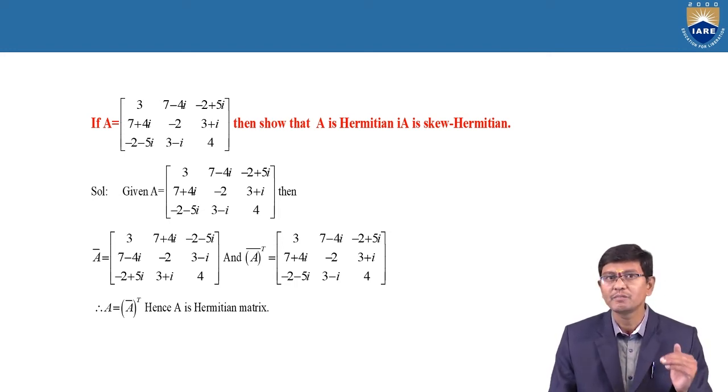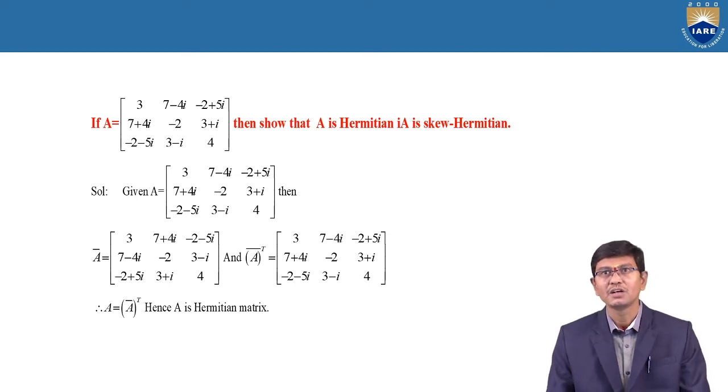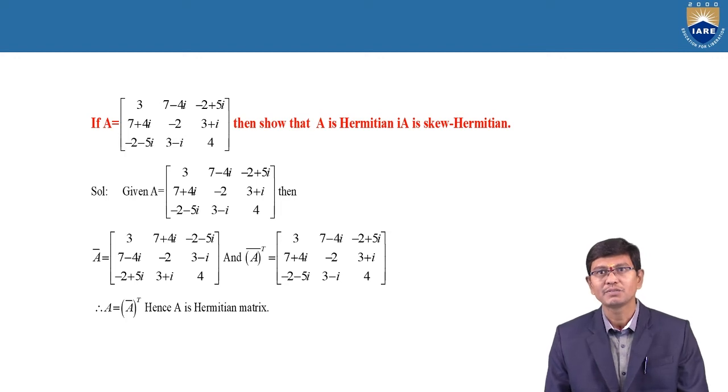First of all, the given matrix is A, a 3 by 3 matrix with the corresponding values: 3, 7 - 4i, -2 + 5i; 7 + 4i, -2, 3 + i; -2 - 5i, 3 - i, 4. That is the given matrix. Now we need to find out what A^θ is.